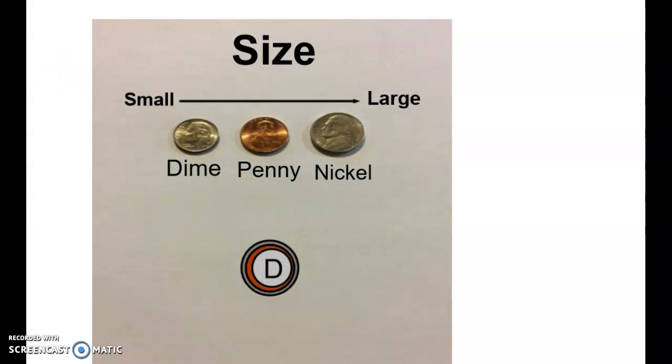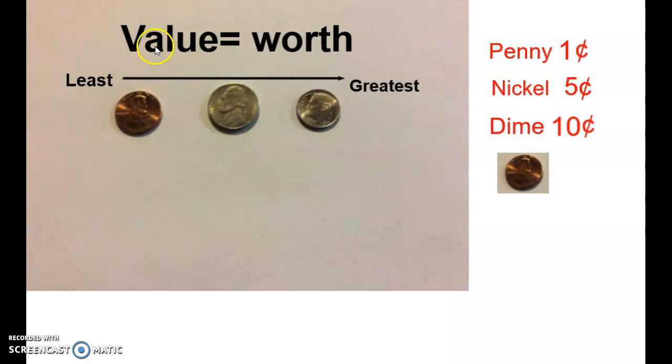Another way that you could describe the coins is by their value. Value means how much each coin is worth. So you can see here, this time we have them ordered differently. The penny is the least valued coin. The penny is worth 1 cent. So that one is the first in my order.